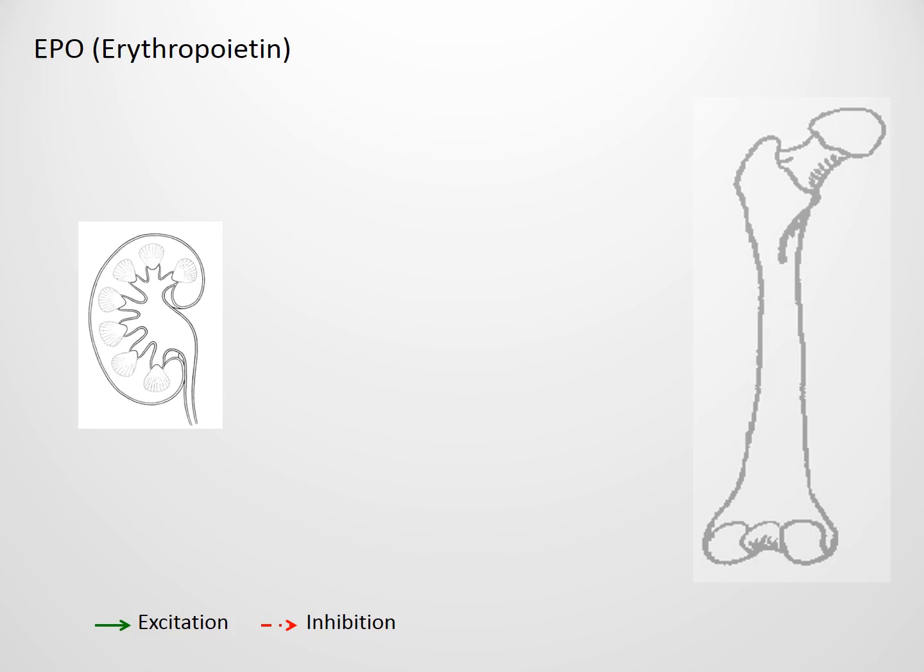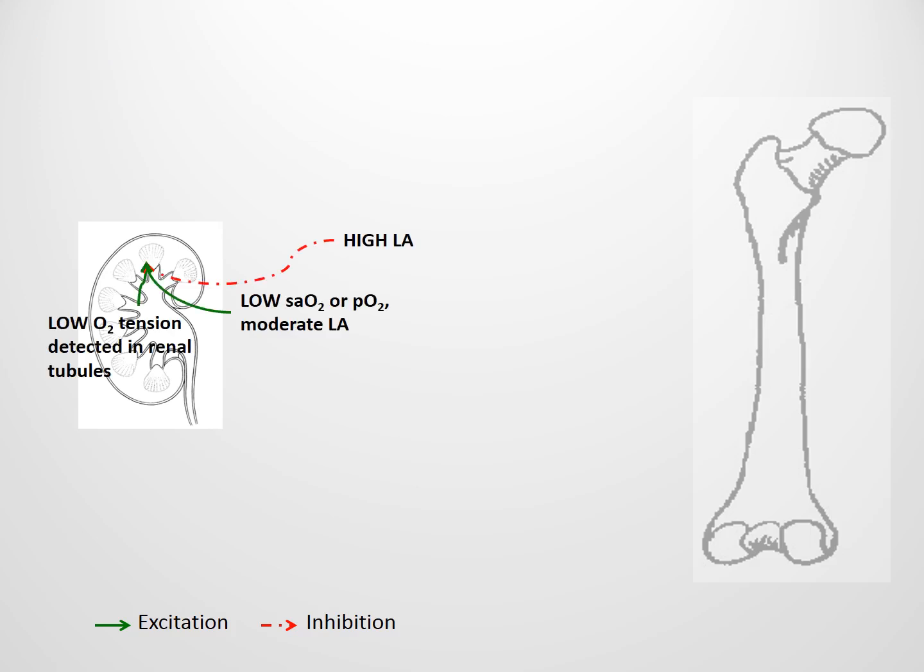So let's take a look at EPO. EPO is a regulatory hormone that is going to ensure that we have the correct level of oxygen saturation within the bloodstream. When we have low oxygen tension detected within the kidneys, or low oxygen saturation detected within the kidneys without high levels of lactic acid, we get a stimulation of EPO production and release within the extraglomerular cells.